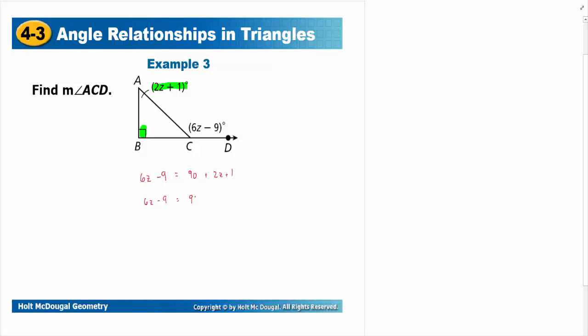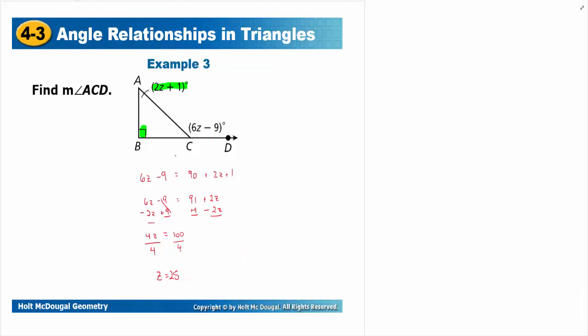So this would be 91 plus 2z. So let's do some math. Let's subtract 2z from both sides. So that's 4z. While I'm at it, let's add 9 to both sides. So 4z equals 100. Again, just doing algebra, let's divide both sides by 4. And z is 25. Not 25 degrees though. So make sure we're answering the question. They're asking you to find the measure of ACD. So I want to find this measure.